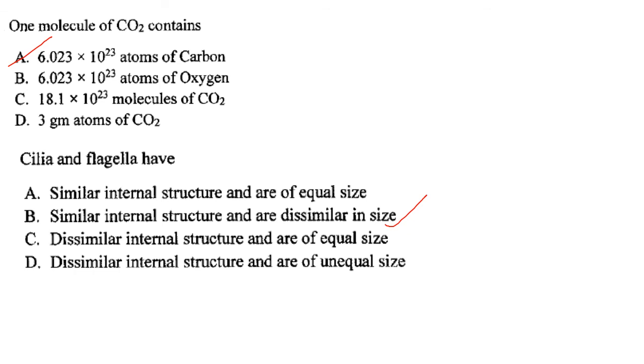Cilia and flagella have. So they have similar internal structure and dissimilar size. Cilia are short hair-like appendages extending from the surface of a living cell, and flagella are long thread-like appendages on the surface of a living cell. So they have similar internal structure but are dissimilar in size. So answer is option B.